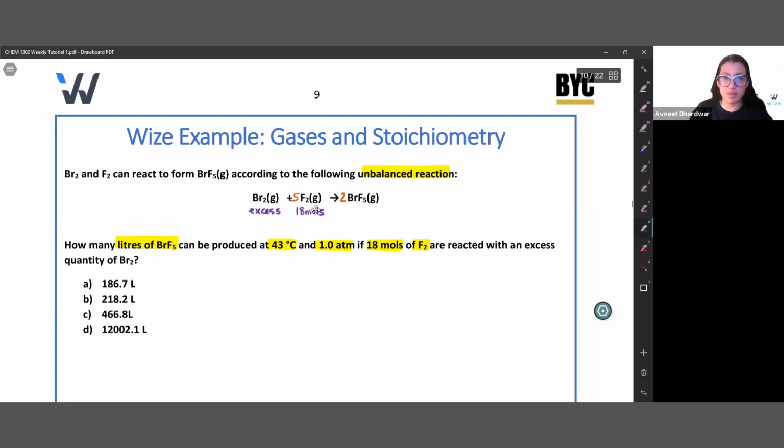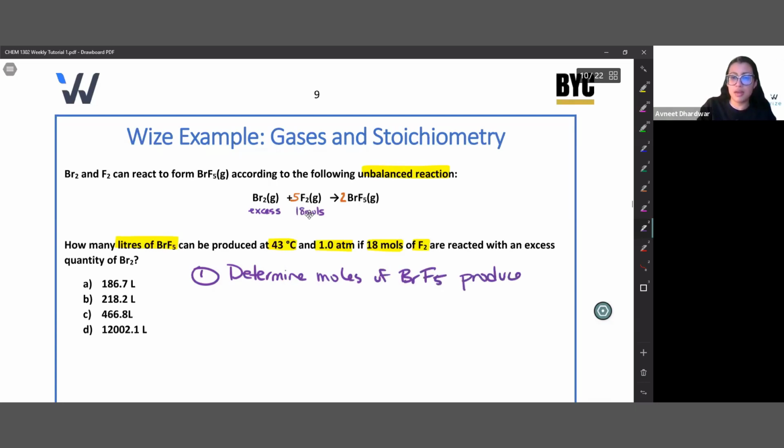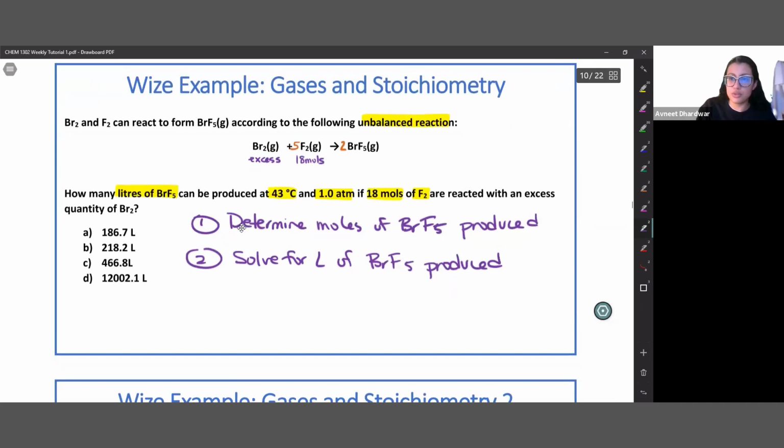So now that we have the limiting reagent, it's asking us how many liters of the product we can get. Since we have moles, what we can do is first determine the moles of our product that would be produced. And then once we have moles, let's see if we can use the ideal gas law equation to solve for the liters of that product that's produced.